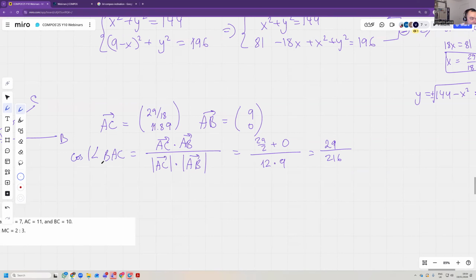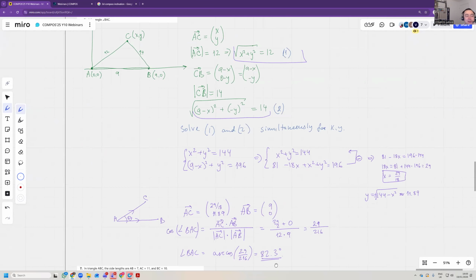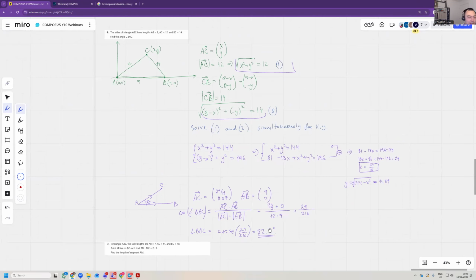So that's cosine of the angle BAC. So angle BAC is arc cos of 29/216, which is 82.3 degrees. Okay. There are obviously much easier ways of doing this problem. I really wanted to do it using vectors. So hopefully that solution makes sense to you.